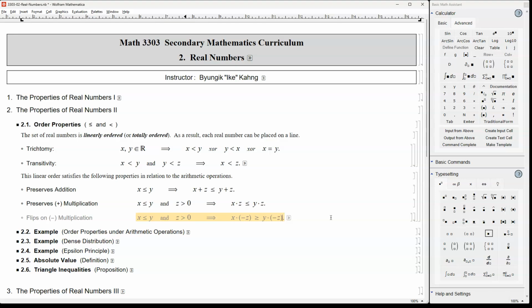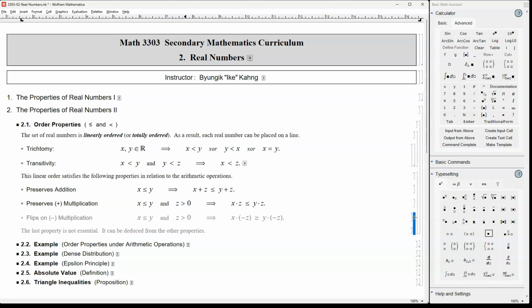We can actually prove it. The proof is not difficult. All you have to do is flip it over. Yeah, you can prove it from the other properties. Well, let's see. Shall we go ahead and prove it? Okay, all right.